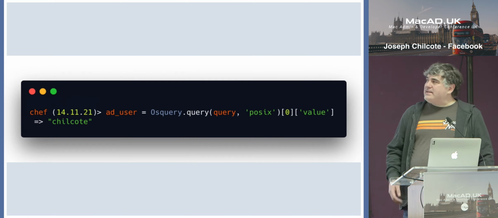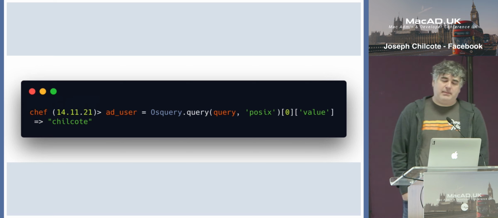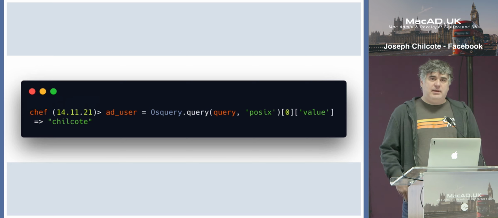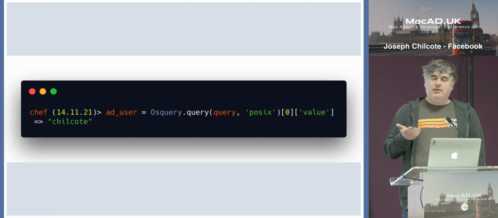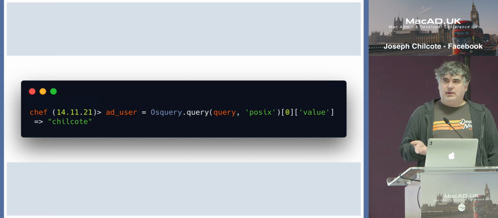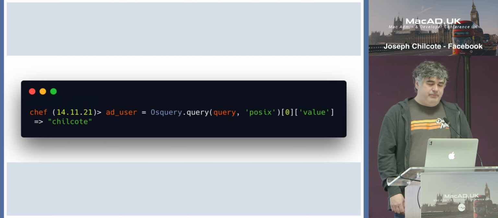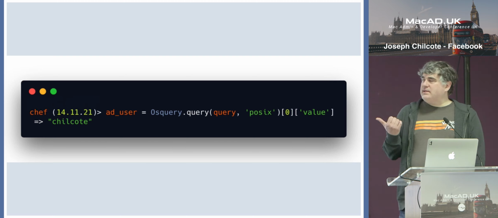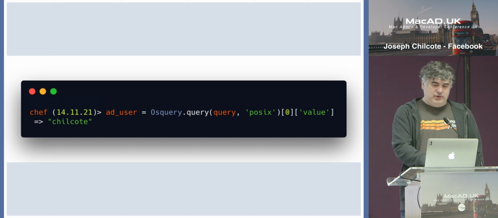And then you just pass that to the OSQuery library, and it accepts that SQL query and spits out the answer as a hash that you can then do with what you will. In this case, I could see that my username is in fact Chilcote.